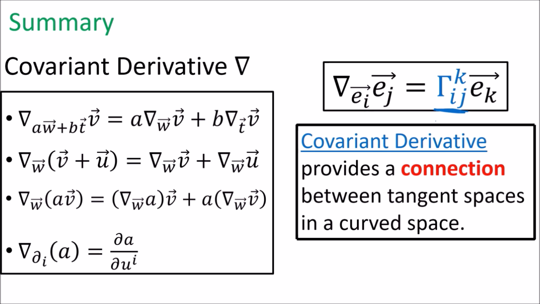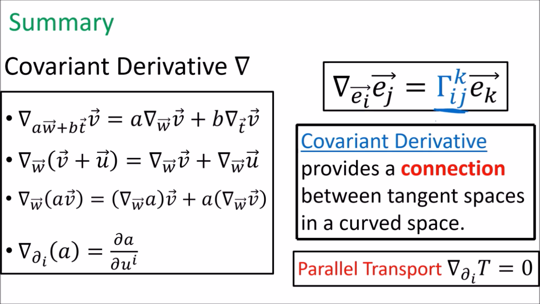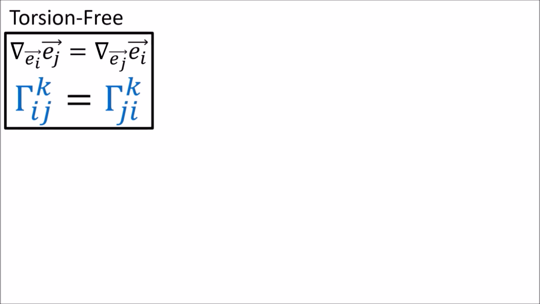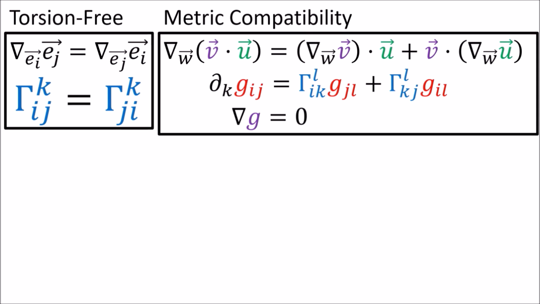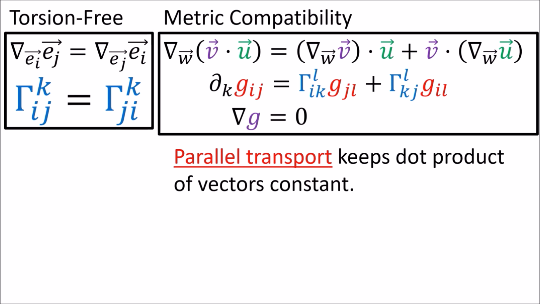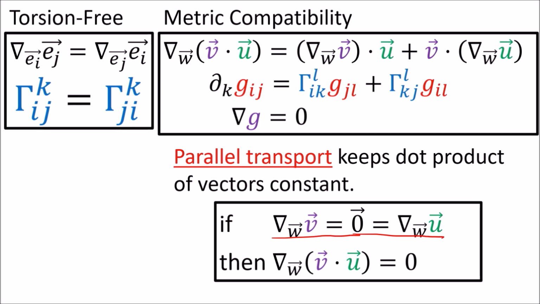Also remember, a covariant derivative provides a connection between the tangent spaces in a curved space, and it does this by providing a definition of parallel transport, which means that the covariant derivative of a tensor is equal to 0. And we introduced the torsion-free and metric compatibility properties, and remember, metric compatibility, if we're speaking in plain English, just means that parallel transport keeps the dot product of vectors constant as they are being parallel transported. So given these parallel transport conditions, the rate of change of the dot product is 0.